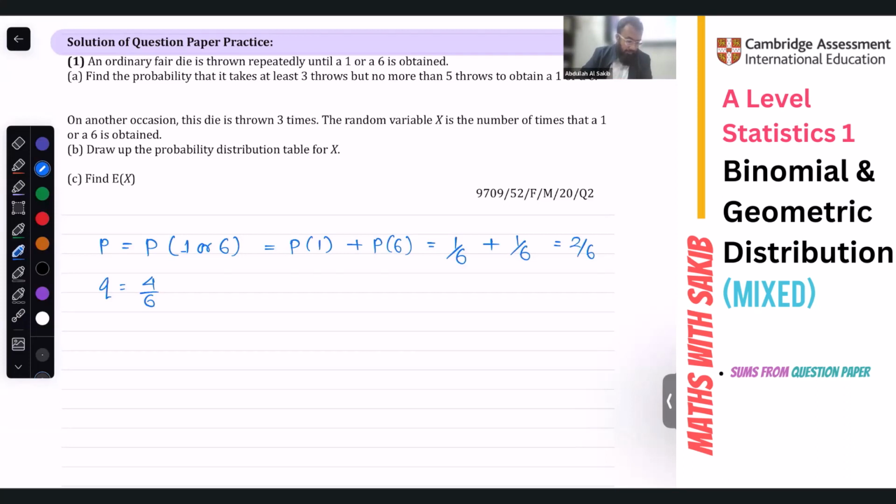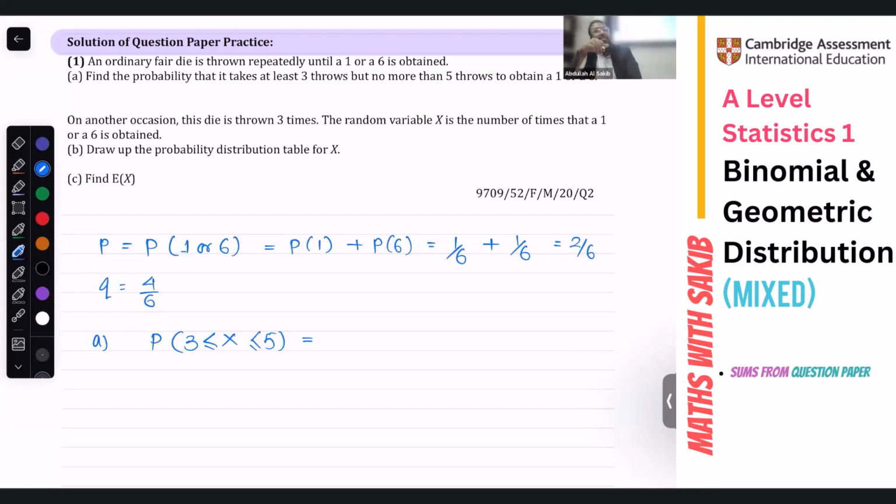Now, the first question. Find the probability that it takes at least 3 throws, but not more than 5 throws to obtain a 1 or 6. So that means X is more than or equal to 3, and not more than 5, but less than or equal to 5. That means at most 5. Clear? So this is the math of geometric distribution.